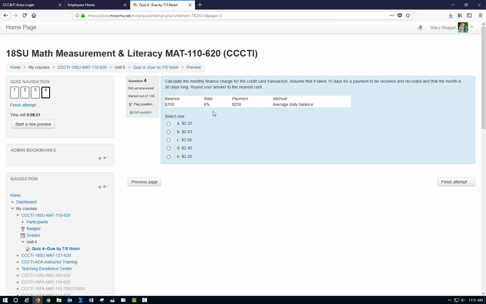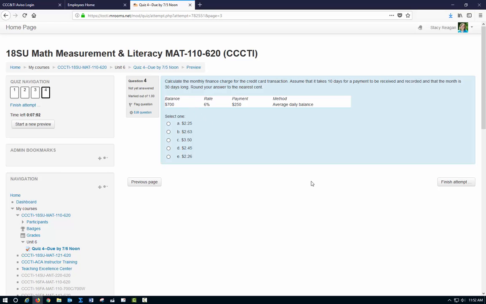You made a payment, so 700 minus 250 is 450, and so for the remainder of the month your balance was 450, but we're trying to find an average. So we've already used 10 days, that means there are 20 days left, so 450 times 20 is 9,000. So 7,000 plus 9,000 is 16,000, divided by the 30 days means your average balance was $533.33.